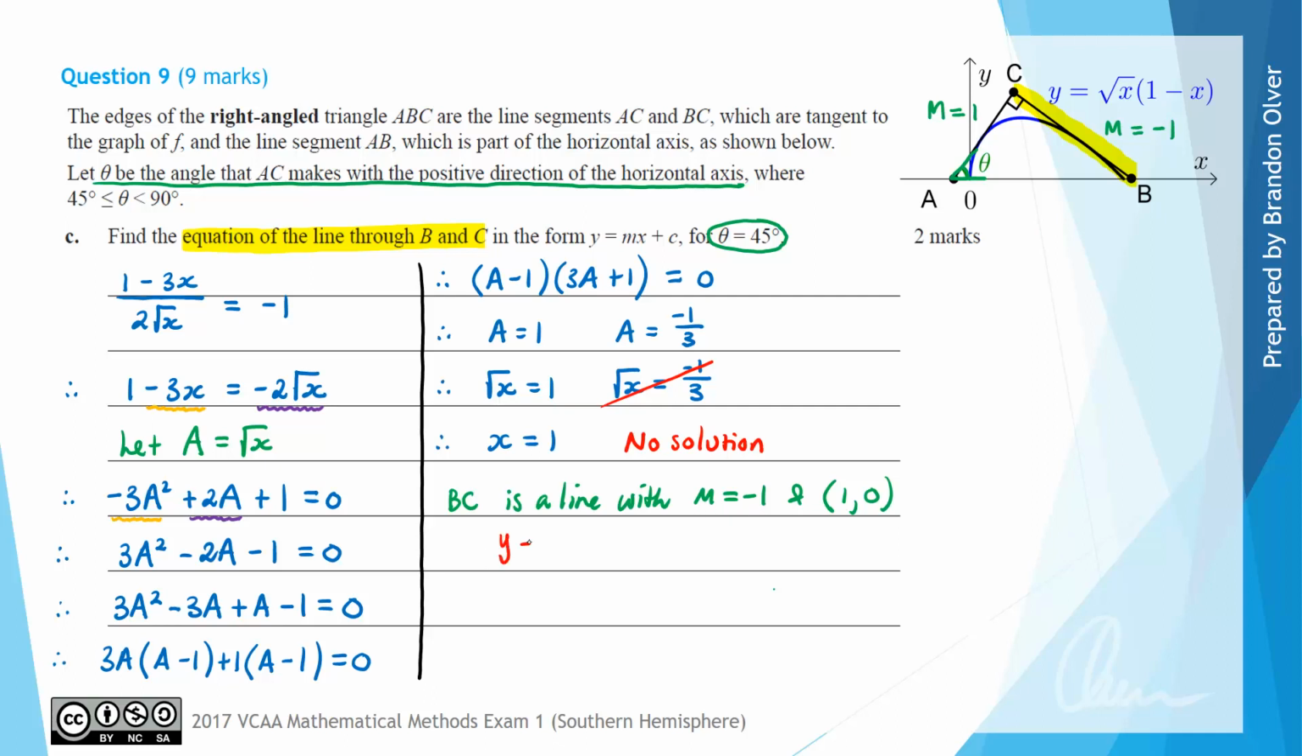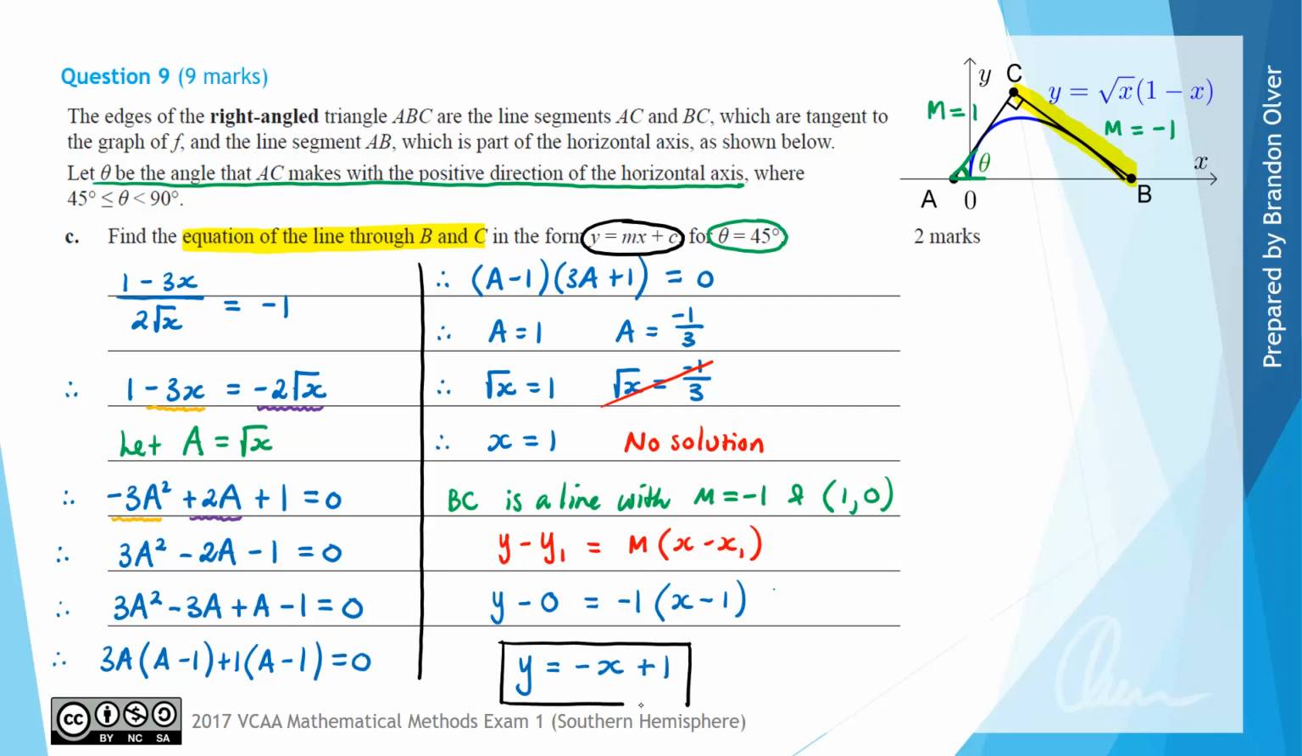So if we know the gradient of a line and a point that it goes through, we can use the formula y take y1 equals m times x subtract x1 to find the equation of the line. So substituting into this, y1 is 0, so we'll get y take 0 is equal to the gradient of -1 times x take x1, which is 1. And now solving that for y, because we need our final answer in the form y equals mx plus c, expanding the brackets on the right hand side, we get y equals -x plus 1. So that is the answer to part C of this question.